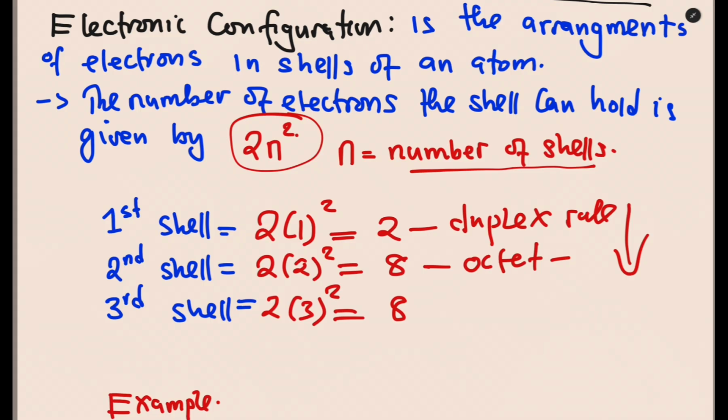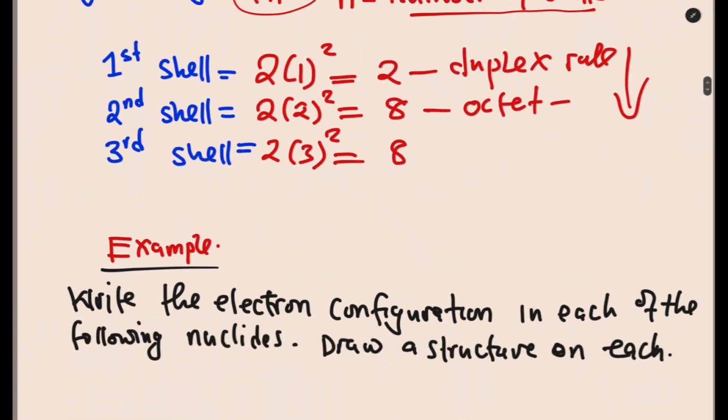But at the moment, you should know that in the first shell, as we assign the configuration, there should be a maximum of 2 electrons. In the second one, there should be 8. The third one, we are going to put 8, and so on and so forth. Okay. Now, to add some flavor to what I've just explained, let us look at an example.